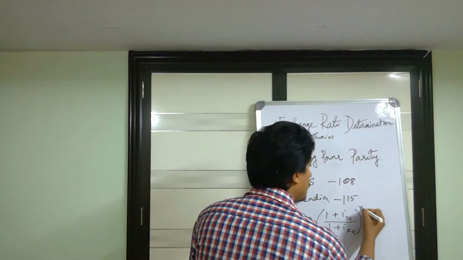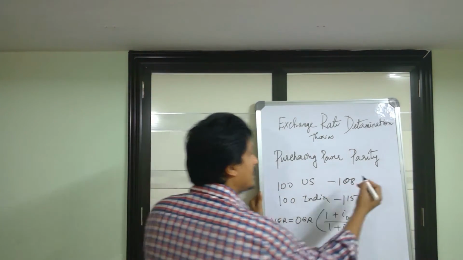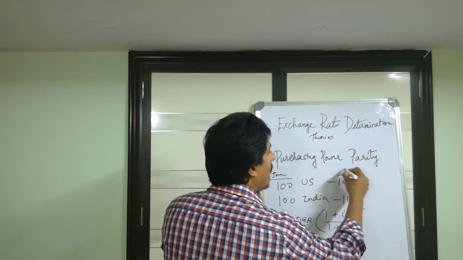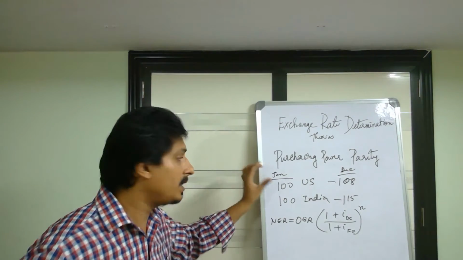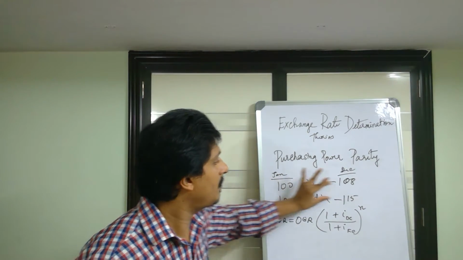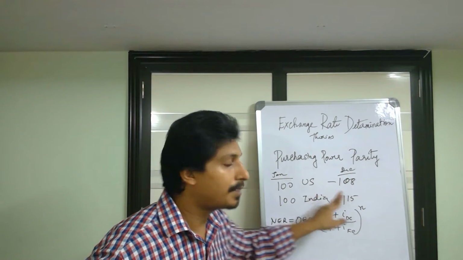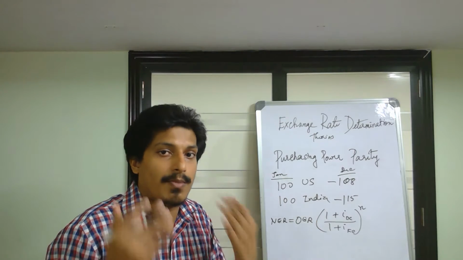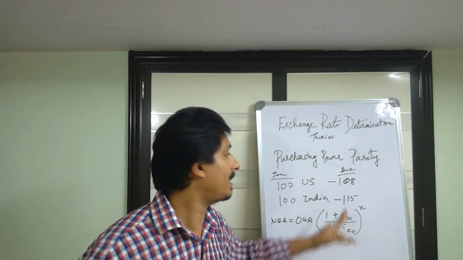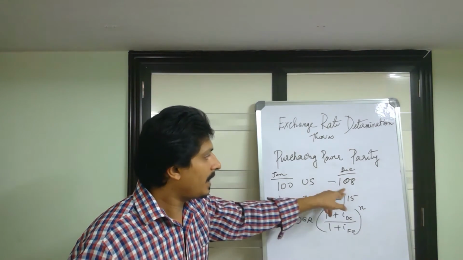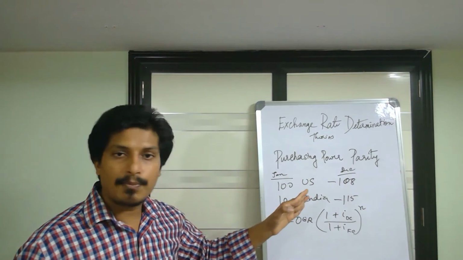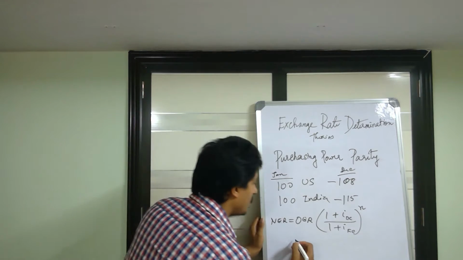Now let us say in the formula there is n, and let us say this was in January and this is in December. Over a period of 1 year, 100 has become 108 in US, 100 has become 115 in India. This is the price index movement. We have created, instead of a basket, an index, and that index value has become this much at the end of the year. Now you can apply these figures in the formula and find out the probable new exchange rate.